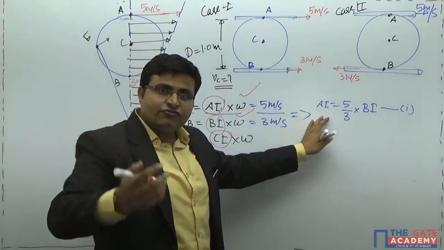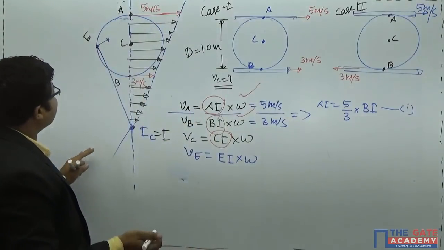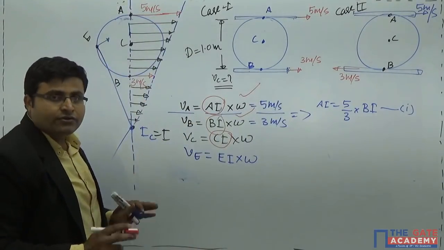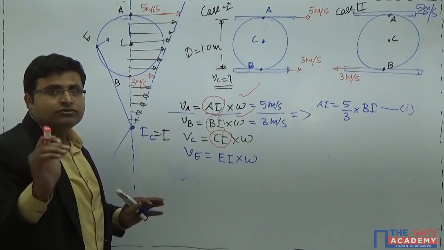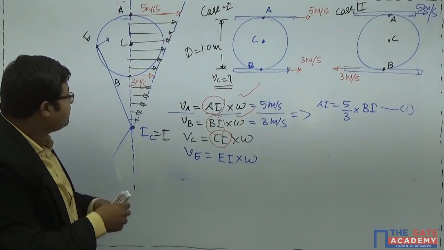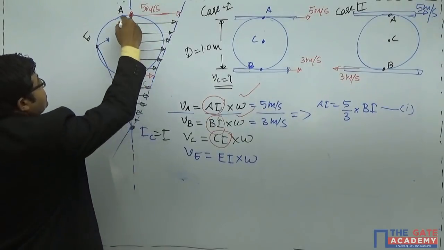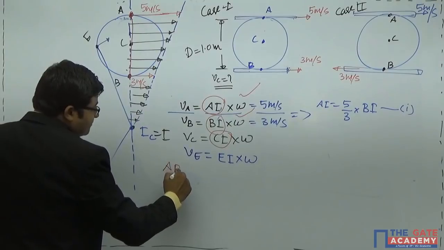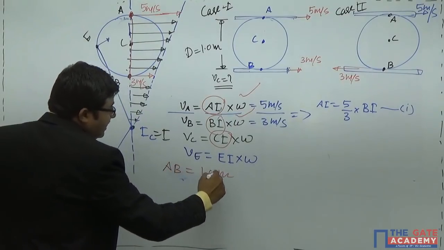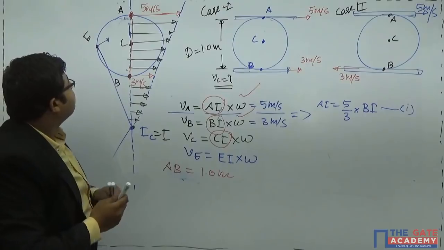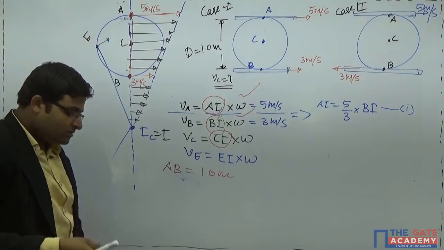Now second relation is what? Look at this distance very carefully. Okay. What is given to you? The diameter is given to you. That is 1 meter only. So diameter is like from this to this. This AB is nothing but diameter only.